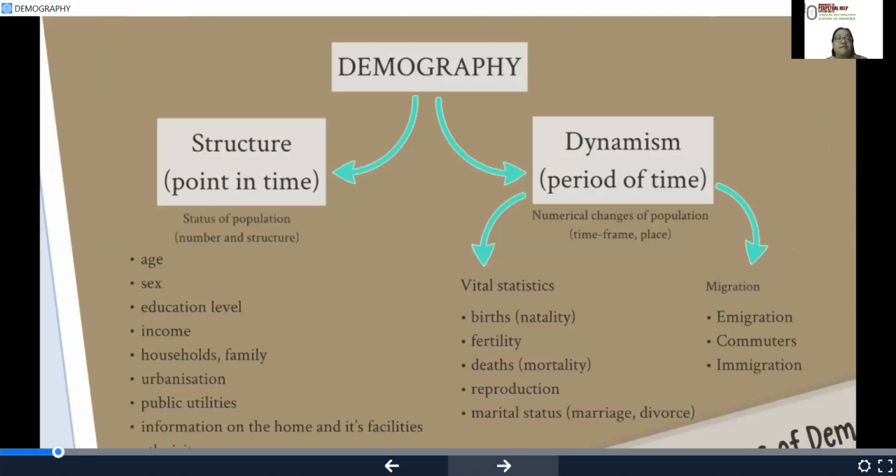So your demography could be structural, so it's considered with a point in time, and dynamism considered with period of time. So examples of structure in the demography would be age, sex, education level, income, households, family, urbanization, utilities, and information on home and facilities. Dynamic would be vital statistics, for example, birth rate, fertility rate, reproduction rate, marital status, and migration, emigration, immigration status in your country.